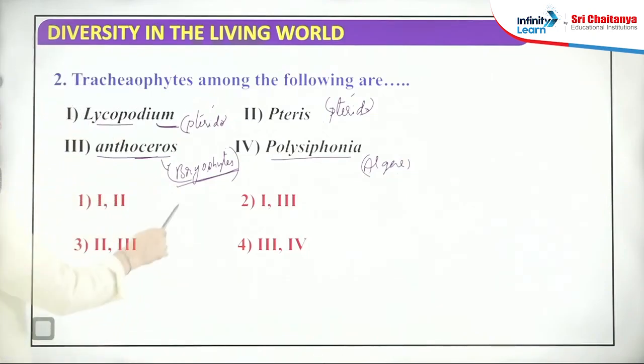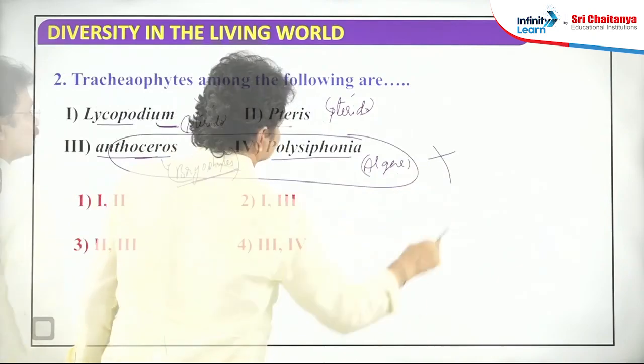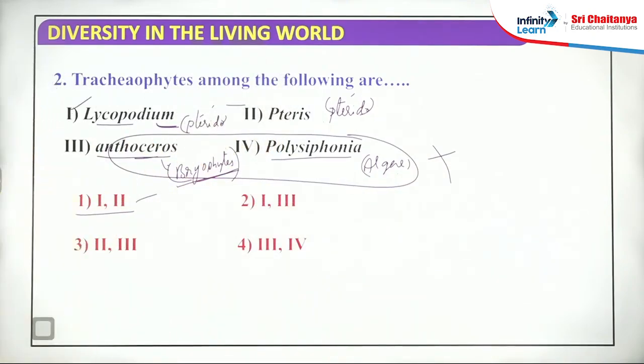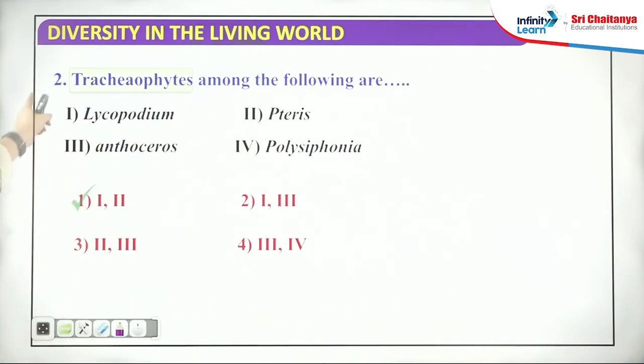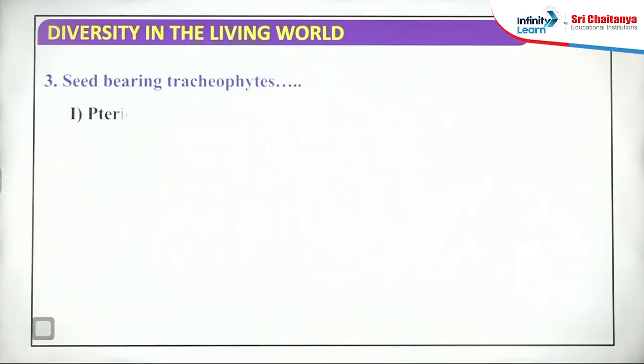What is the correct answer? Both bryophytes and algae are atracheophytes. Pteridophytes are tracheophytes. 1 and 2 are correct. Yes, good. The first option is the right answer. Tracheophytic plants are pteridophytes, gymnosperms, and angiosperms. But in that, 1 and 2 are given as examples for pteridophytes.